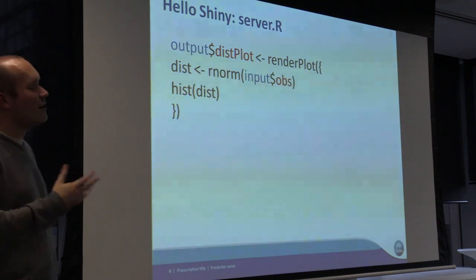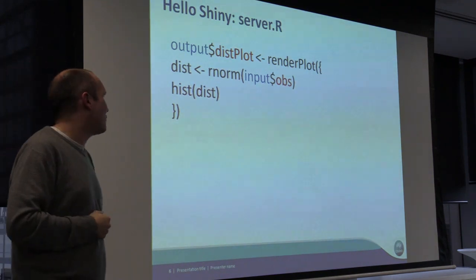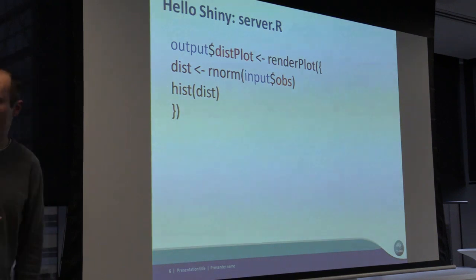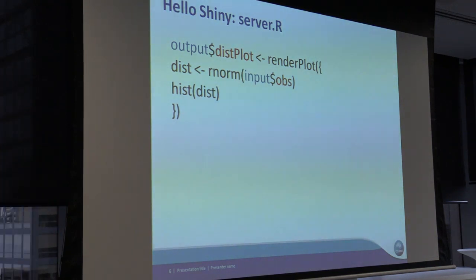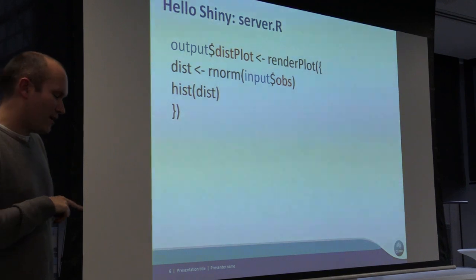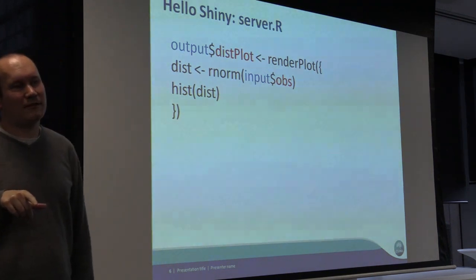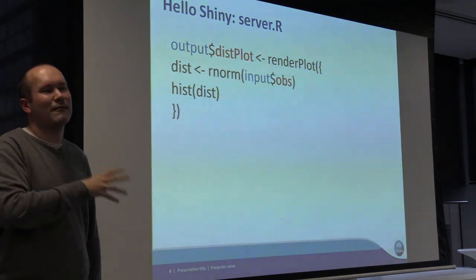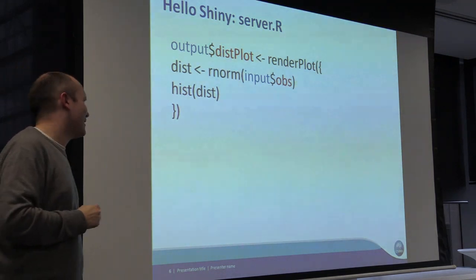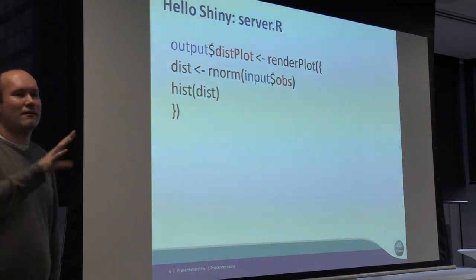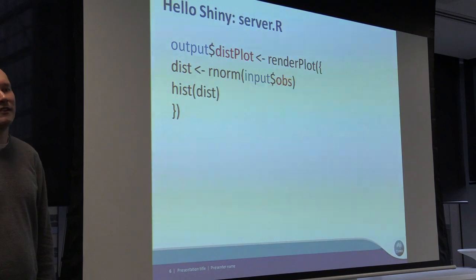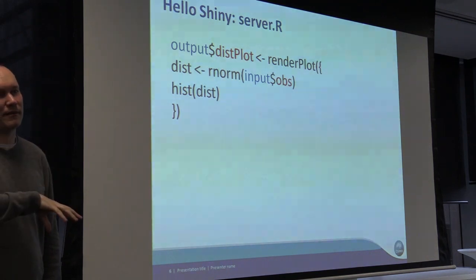Now this is a simple example. You've only got one input, you've only got one output, you've only got a single slider. So what I'm going to do now is to show you two a bit more complicated examples. So don't worry if you don't follow exactly what's going on in the code. But I'm just going to point out pieces in the code and how they relate to the actual web application.